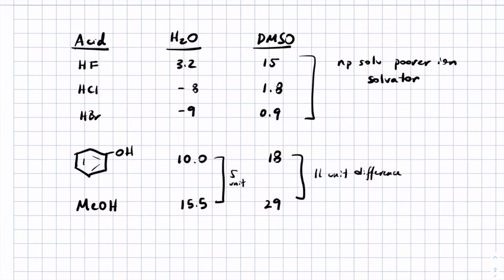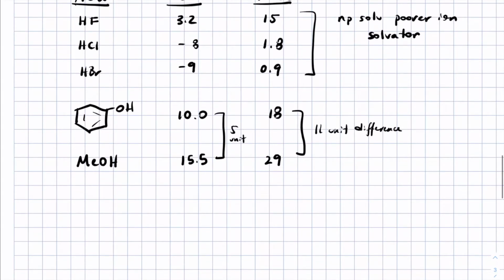Finally, and this I thought was fascinating, if you have a conjugate base that's stabilized by resonance, organic solvent suddenly makes way less of a difference. So the following molecule is malononitrile.